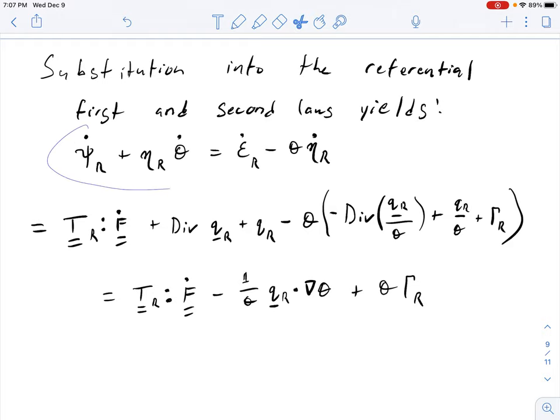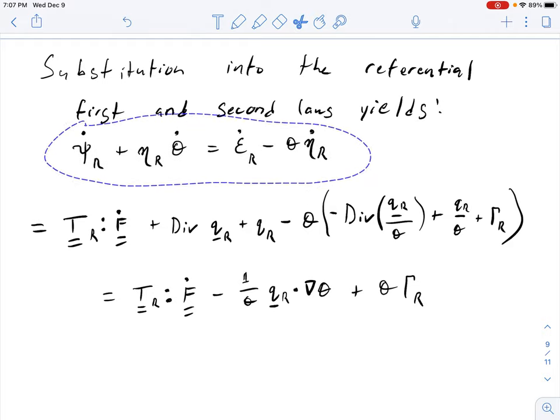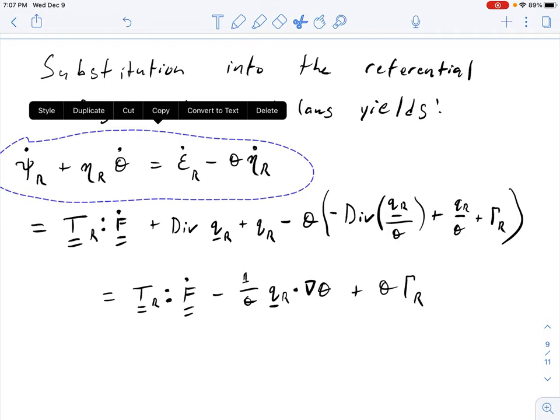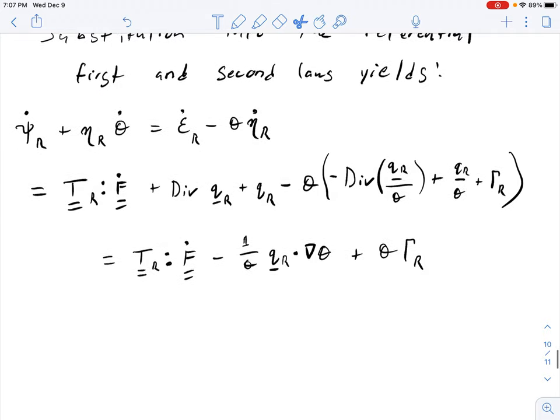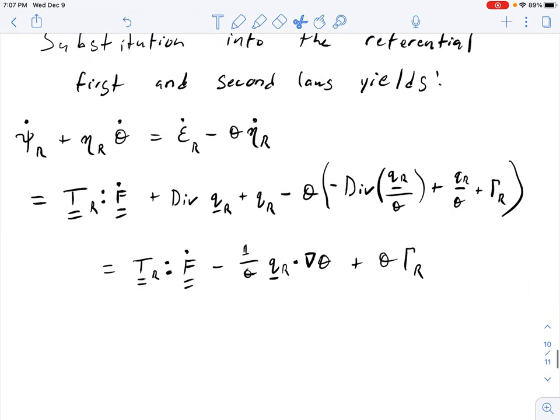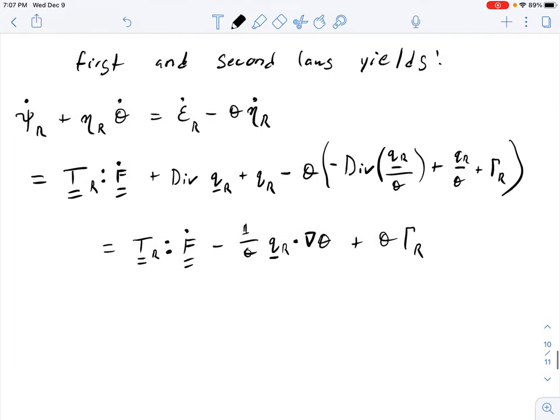All right, so let's move these over here. So that is the free energy balance, I guess, or it's the balance of energy in terms of the free energy, temperature, and entropy is really what it is. It gives you the evolution equation for the free energy.